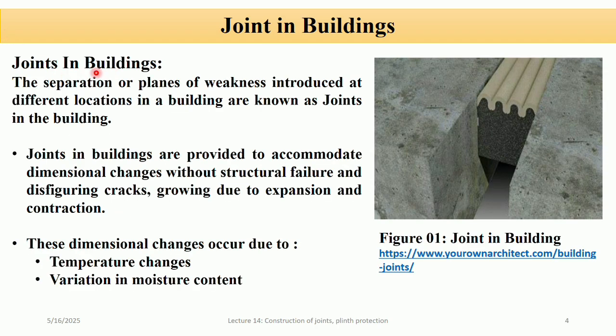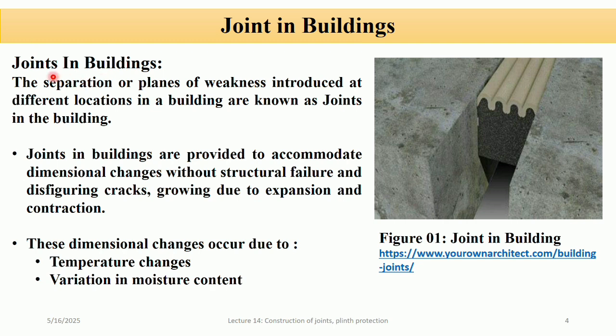Joints in building. The separations or planes of weakness introduced at different locations in a building are known as joints in building. So it refers to intentional separations or planes of weakness that are introduced in various parts of a structure. These joints are crucial for maintaining the integrity of a building because they help to absorb and accommodate dimensional changes that occur due to environmental or material related factors.